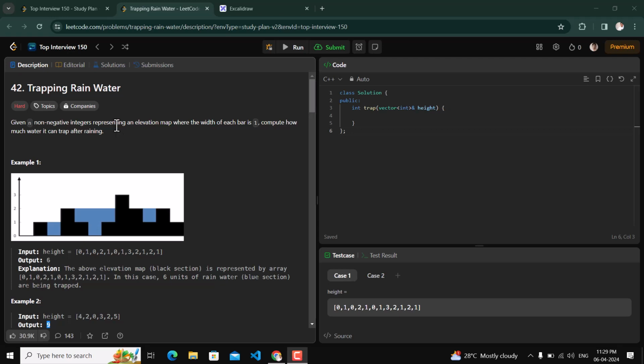Hello friends, so our today's question is trapping rainwater. What is given in this question is a non-negative integer array representing an elevation map where the breadth of each bar is 1. Compute how much water it can trap after raining. Basically we are given the height of the bars and we need to find out how much water it can trap after raining.